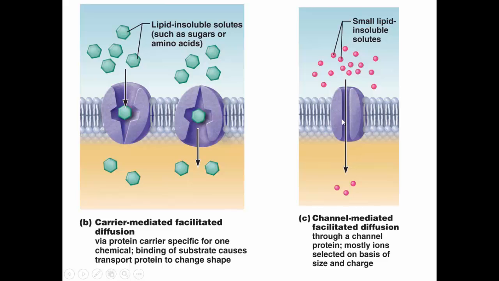Here we have a channel. In this case, the protein has a hole in it. Small molecules can get through this hole. Sometimes the protein is charged, and that allows different charged ions to get through. The specificity here has to do with the size of the hole.